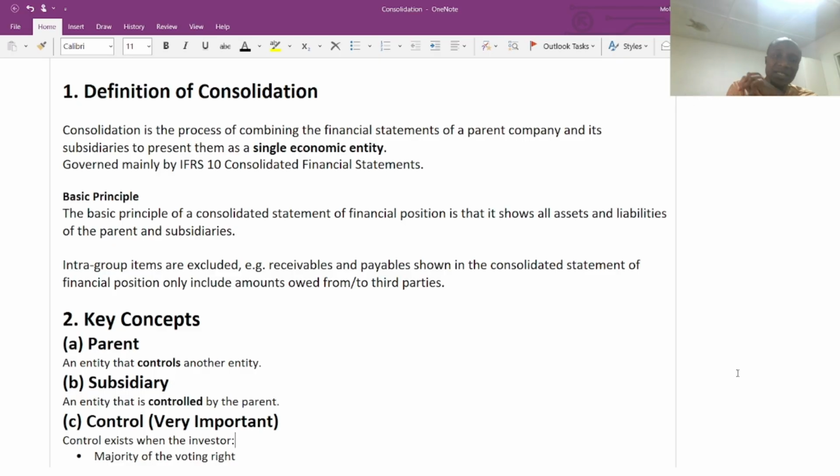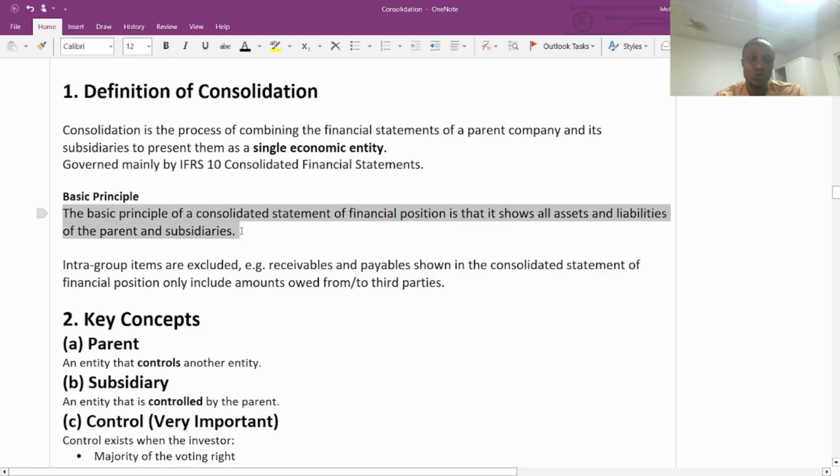So now, basically, the basic principle of consolidation is for us to show all assets and liabilities of the parent company and the subsidiary. Be very curious about this. This is the basic principle. Everything that we are going to do throughout the session of consolidation is to achieve this objective. The basic principle is this: all assets and liabilities of the parent and the subsidiaries should be consolidated, put together. We need to combine all the assets and liabilities of the parent and the subsidiary.